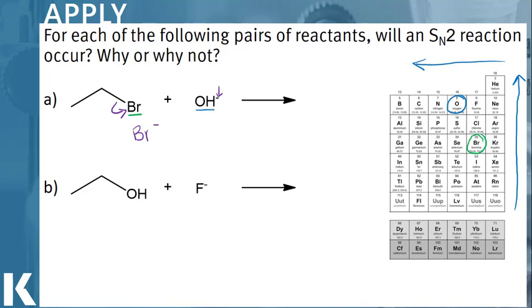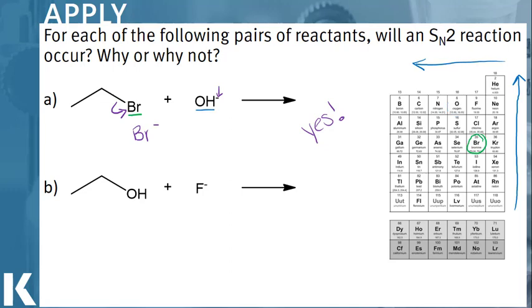Now, whether you use the periodic trend of nucleophiles in aprotic solvents, or you think about the stability of the nucleophiles involved, you should now see that with a great nucleophile like OH- and a great leaving group like bromine, this reaction would proceed through an SN2 mechanism.